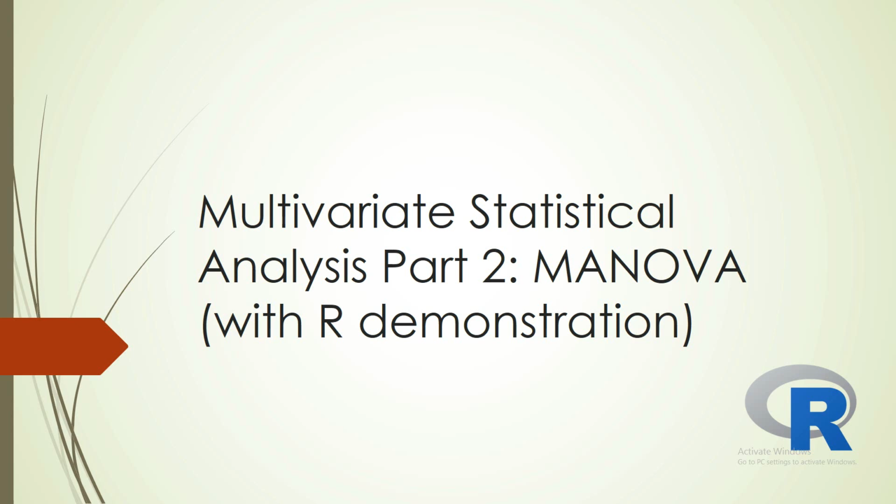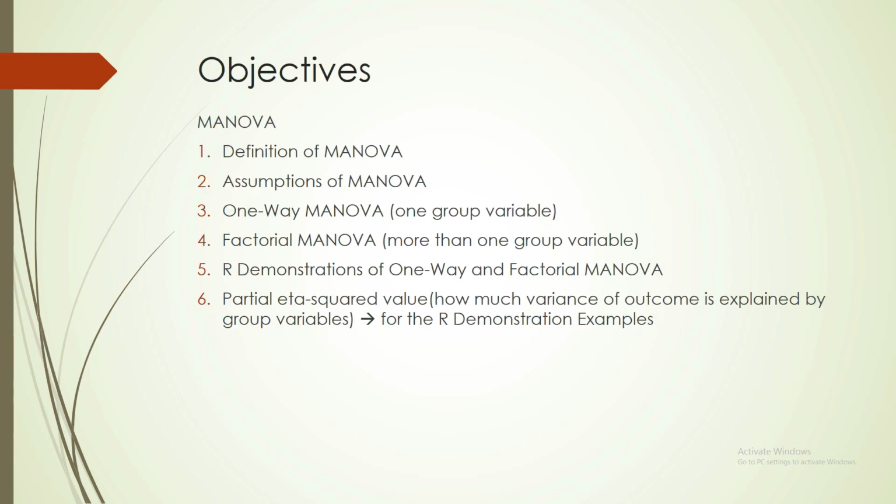For this video, we will be looking at a mean comparison method for multiple means called MANOVA, and there is going to be an R demonstration segment for this seminar. For this video, we will first look at the definition of MANOVA, the assumptions that must be met in order to perform it. We learn about two types of MANOVAs. The first one is called the one-way MANOVA, which involves only one group variable. And the second one is called Factorial MANOVA, where we are dealing with more than one group variable.